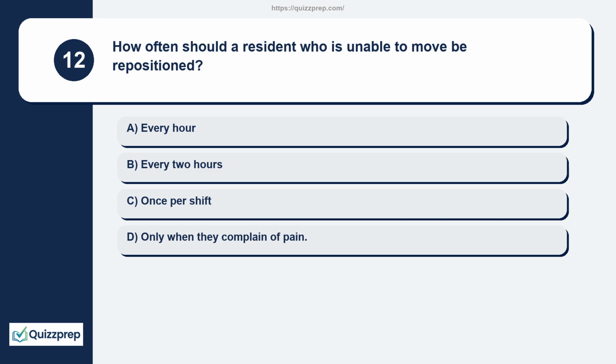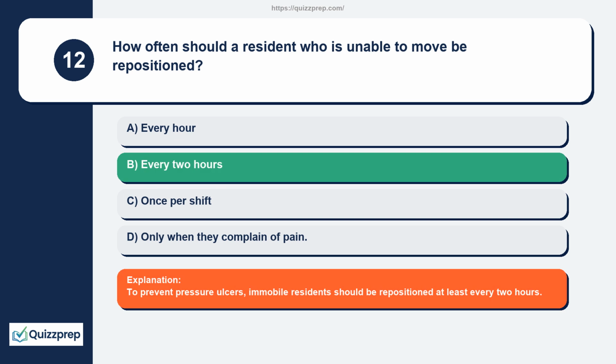Question 12. How often should a resident who is unable to move be repositioned? Every hour, every 2 hours, once per shift, only when they complain of pain. To prevent pressure ulcers, immobile residents should be repositioned at least every 2 hours.